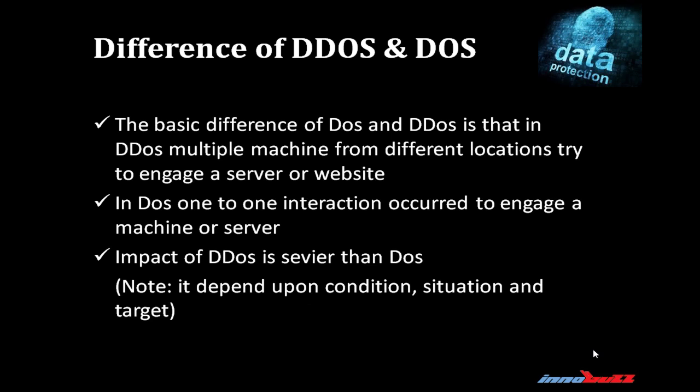What is the difference between DDoS and DoS? The basic difference is that in distributed denial of service, multiple machines from different locations try to engage a server or website, and in DoS, one-to-one interaction occurs to engage a machine or a server. The impact of distributed denial of service is more severe than denial of service. It should be noted that it depends upon condition, situation, and target.